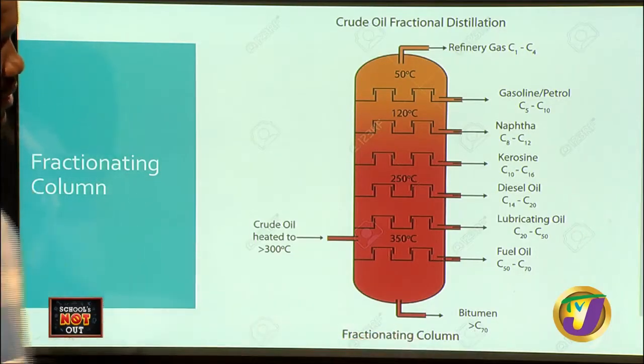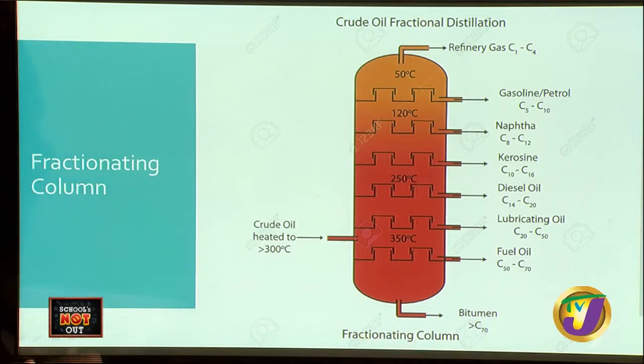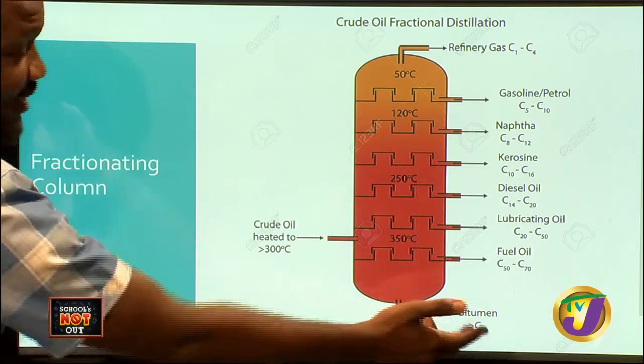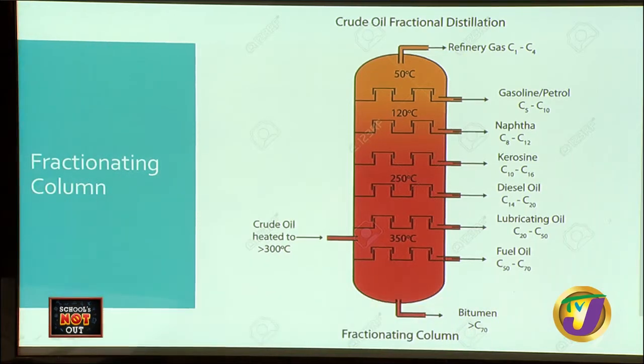Now, at the bottom here, what we call bitumen, that's where all the hydrocarbons that are above 70 will be collected down here. Now, this is what we use to tar our roads, right? So when you're driving and you're dropping about 4 potholes while on the way to school, it is bitumen they use to seal off the road so that it becomes very smooth.